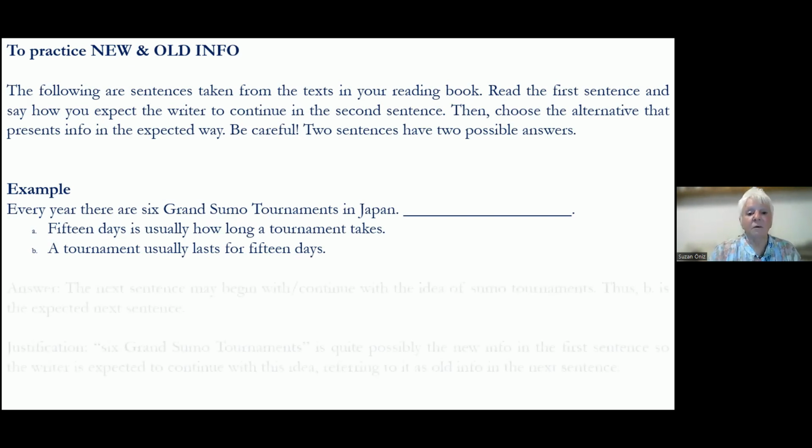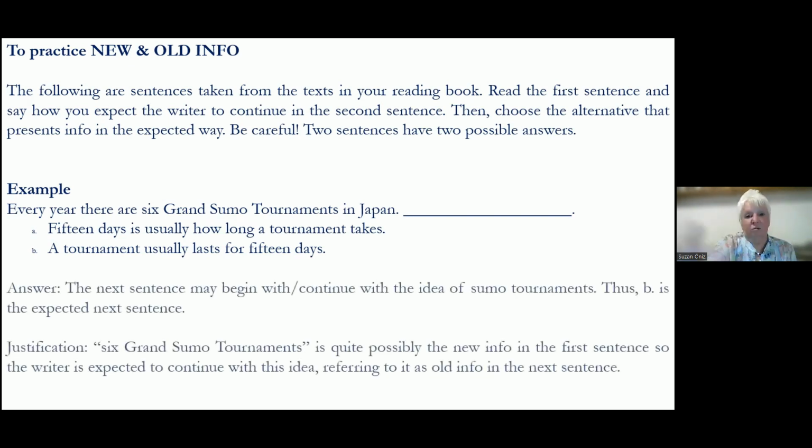And we discuss this example with the students so that they get the idea as to what to do. And then they are given sentences which they work on. Sentences taken from the text that we have read in class.